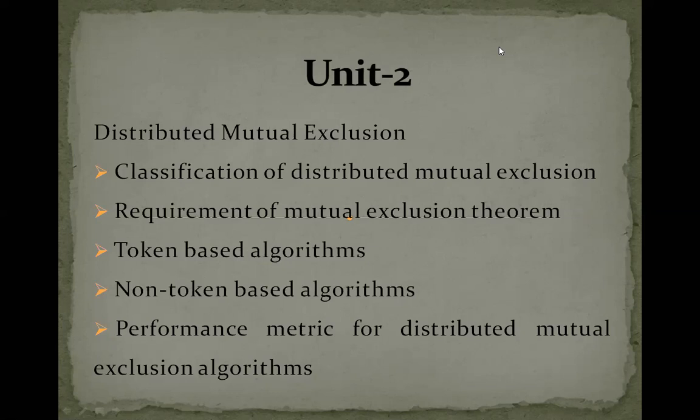Why is it so? Because we lack shared memory. We don't have any common physical clock, and there is also the possibility of unpredictable delay of the messages. So it is virtually impossible for a site in a distributed system to have current and complete knowledge of the state of the system.